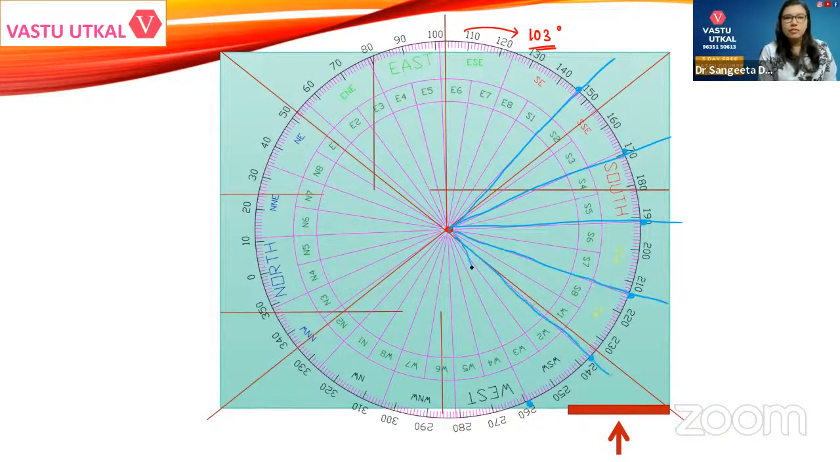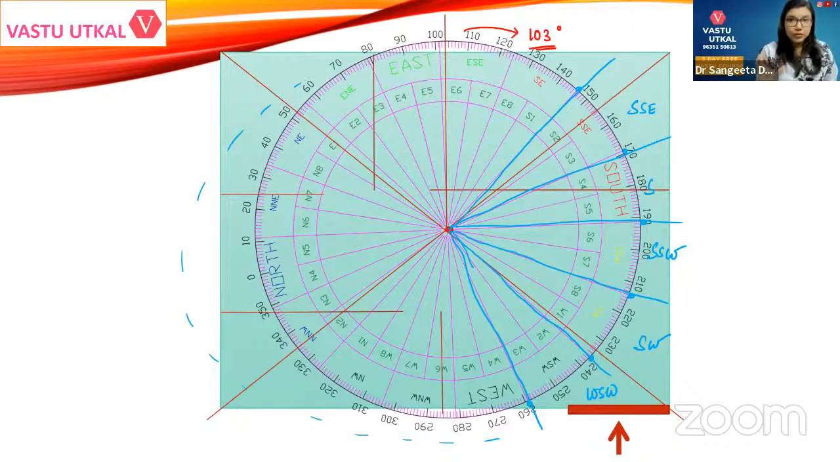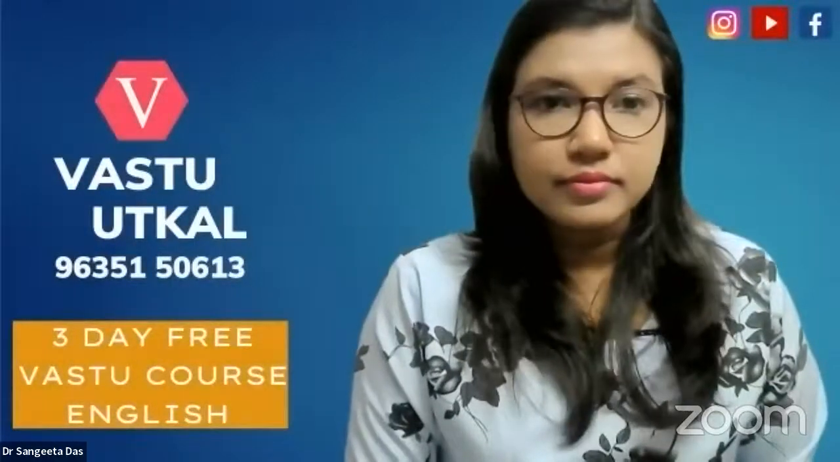And now, this is how your house map grid looks like. This is your south-southeast, this is your south, this is your south-southwest, this is your southwest, this is your west-southwest, and likewise, you can get all the directions or the zoning of your entire house. So this is how house map gridding is done.